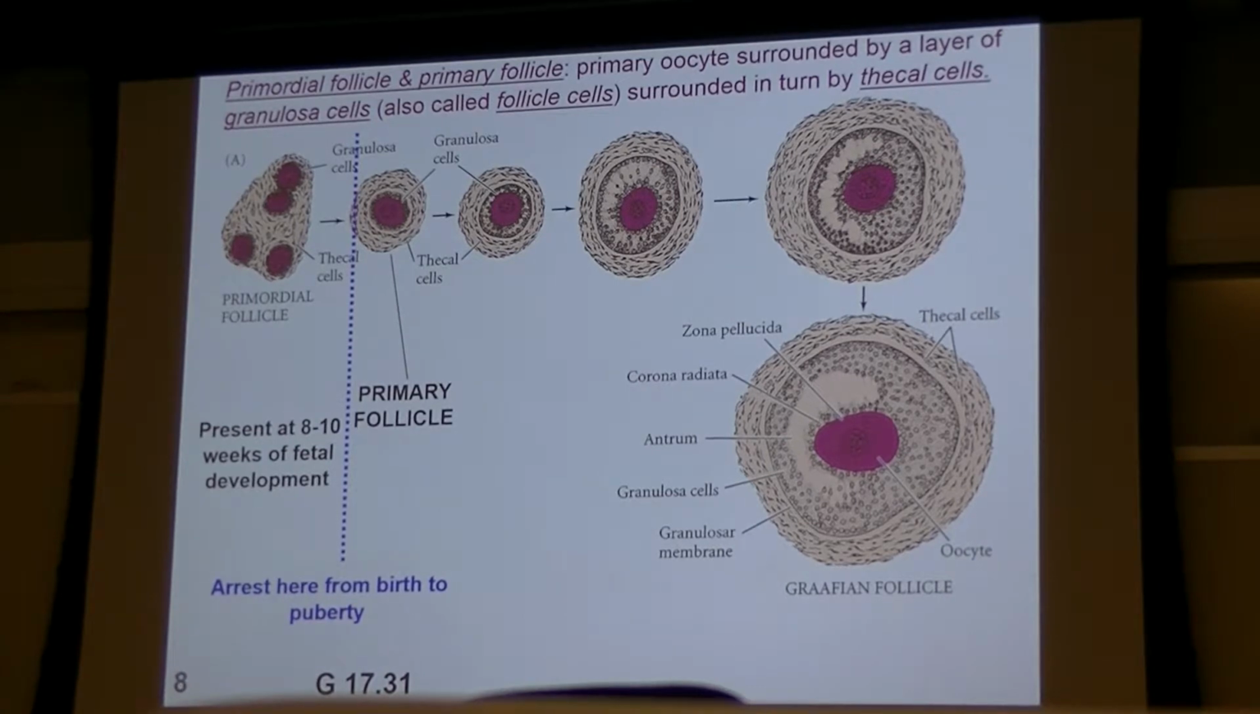Okay, so now I'm going to turn to the cells that surround the egg in the ovary as it's developing. These all have some structure to them and some names associated with them.